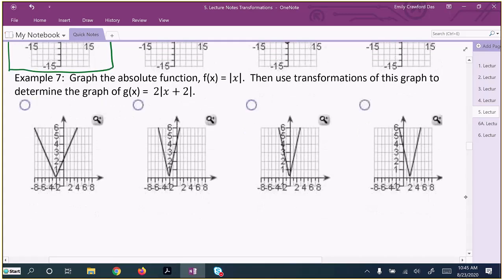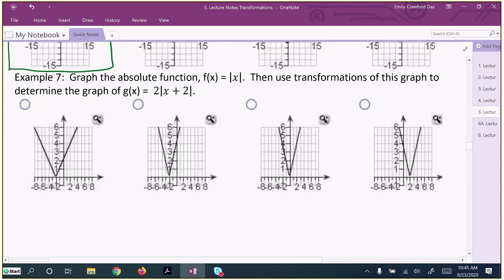We want to figure out how these transformations are going to affect our graph. Let's first address the x-coordinate. So that's the x plus 2 inside the square root. So we know that this is a horizontal shift. Do I go left or do I go right?